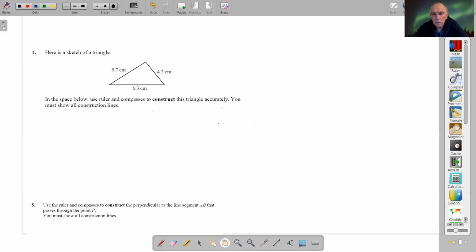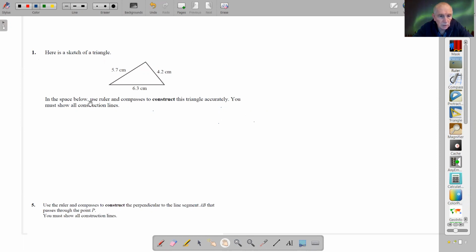Hi, just a quick video to show how to use a ruler and compass to do constructions of triangles and angles and so on. So let's just share my screen and we'll go straight into the whiteboard. Here we go. This is Open Board, which I sometimes use because it's got a ruler and compass and a few other tools as well, which are quite useful for this sort of thing.